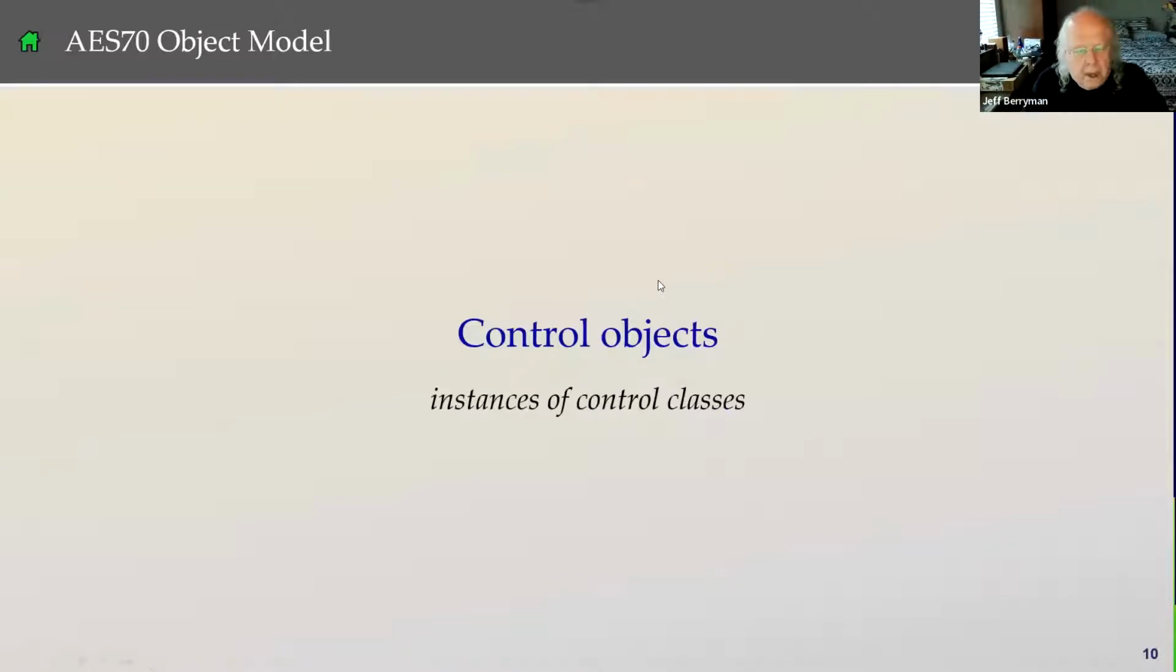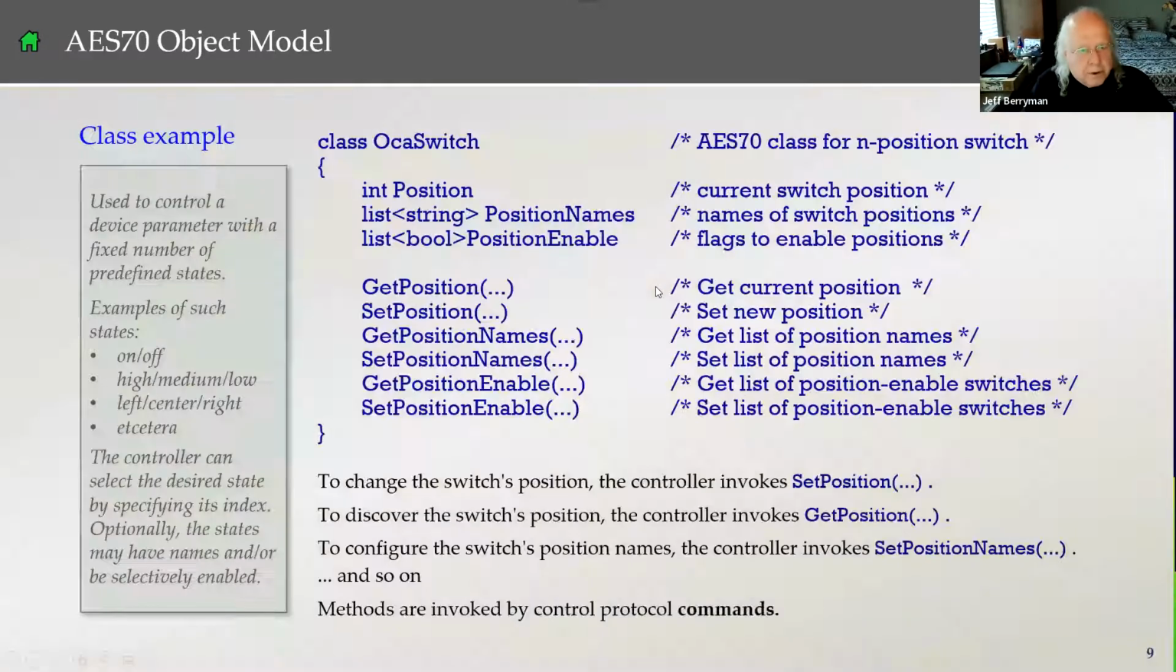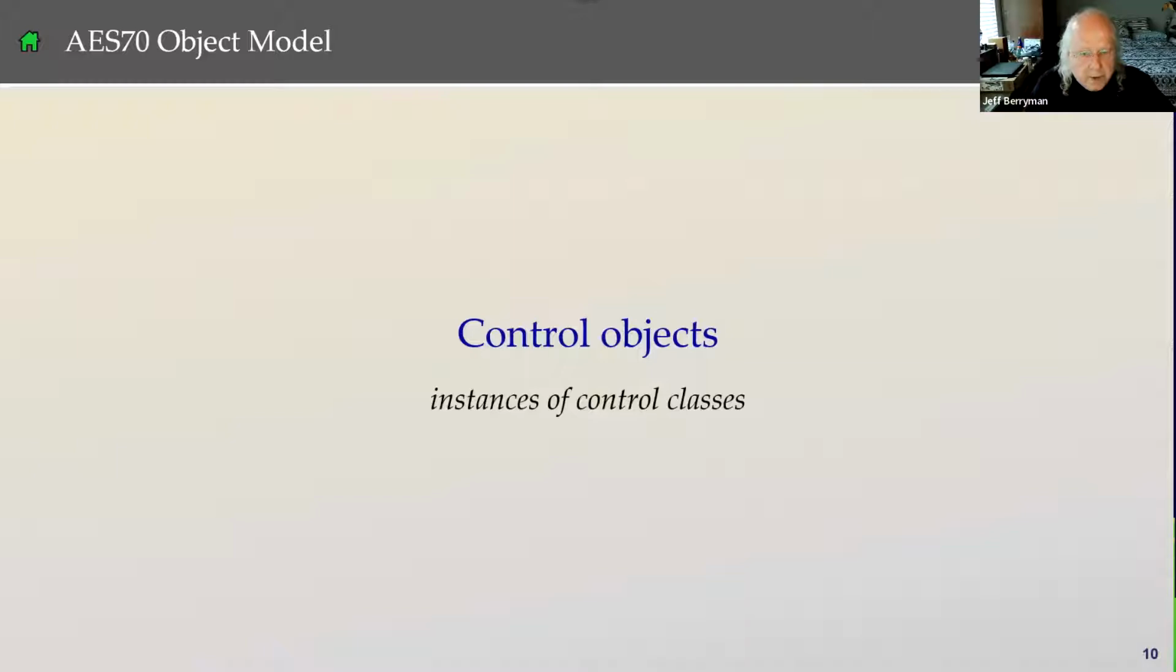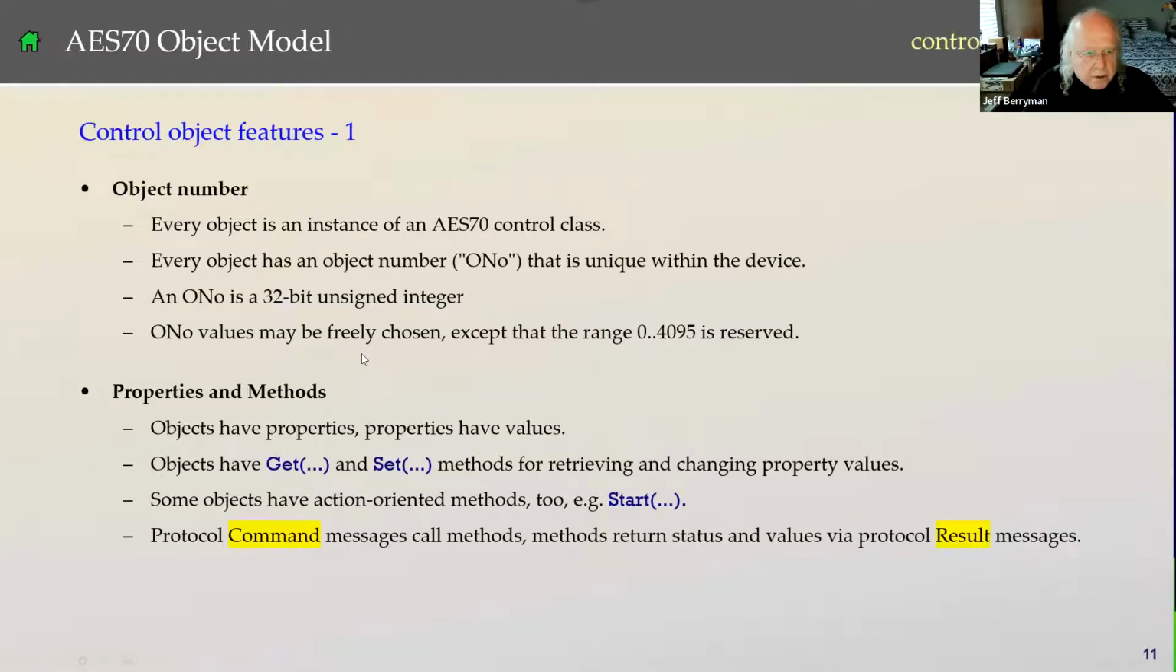Okay, control objects. So remember, OCA switch was a class of things, so you can build switch objects out of this class. You can build in your device a 2-position switch and a 3-position switch and a 5-position switch, all using the same class. But each of those will be a separate object, an instance, as we call it, of the controlled class.